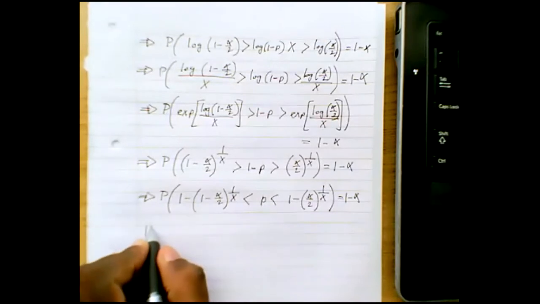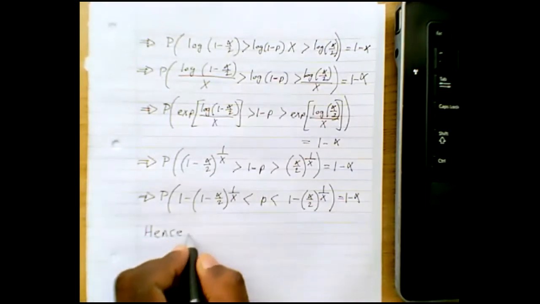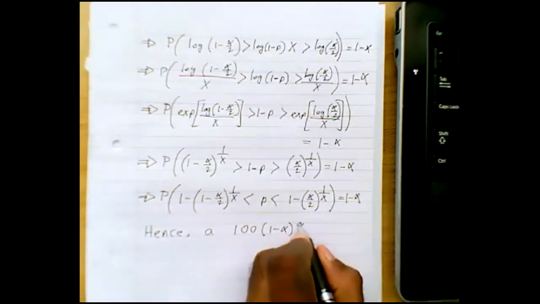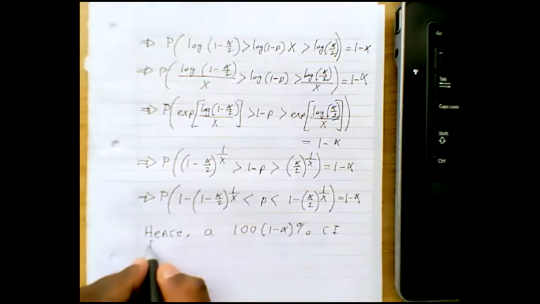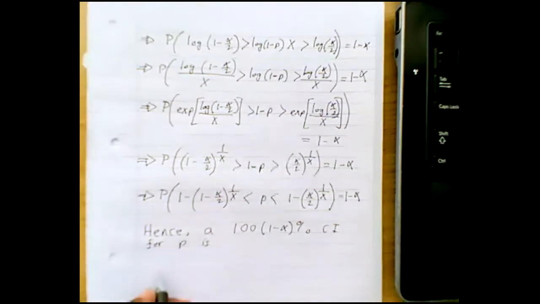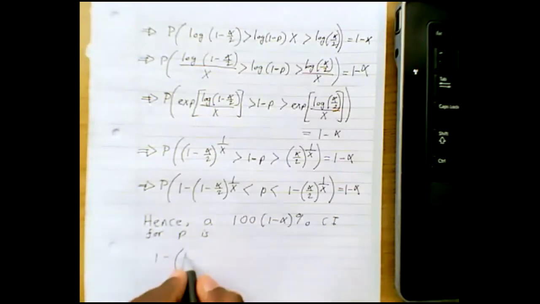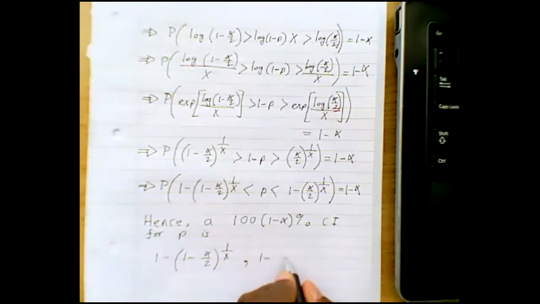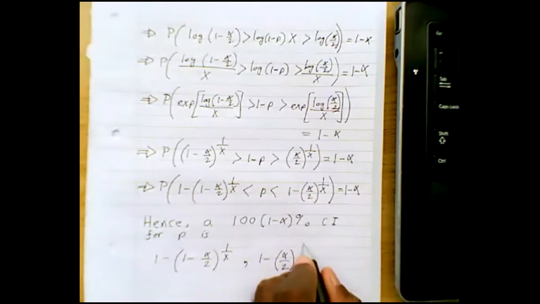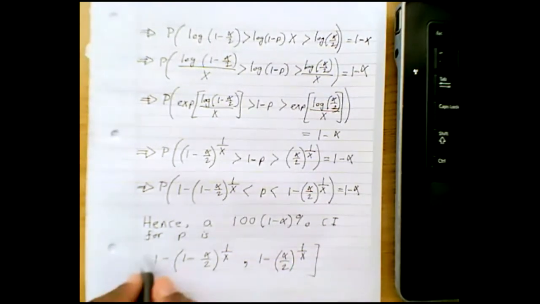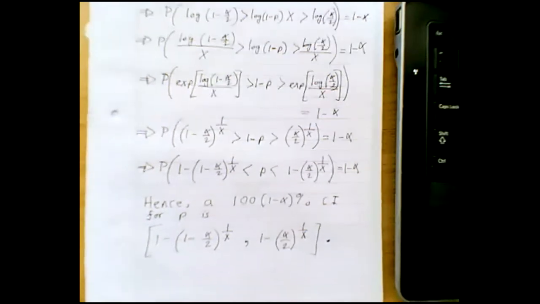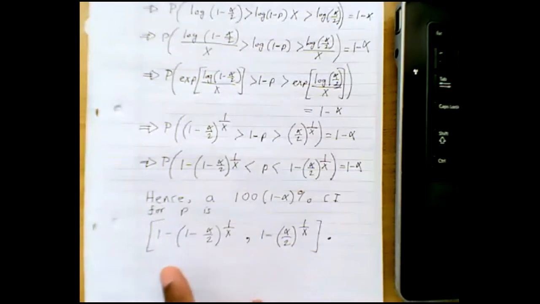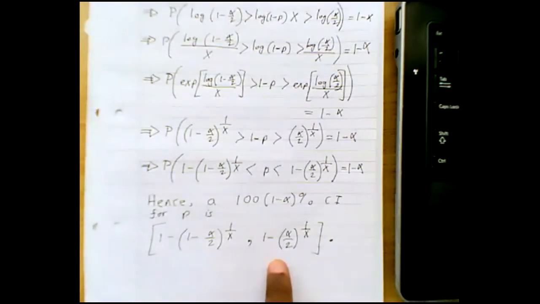So hence, all right, so this completes the first. So this is the confidence interval for P. So this is the lower limit and this is the upper limit.